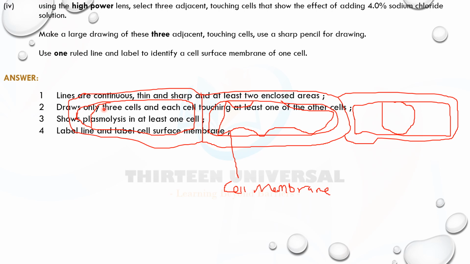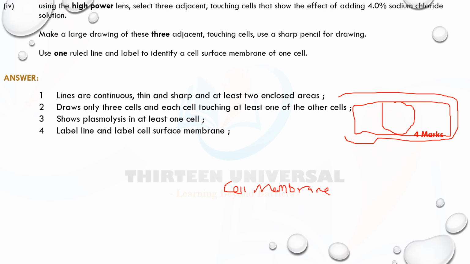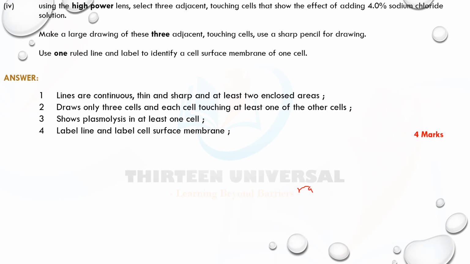Draw only 3 cells, and each cell touching at least one of the others. So these are 3 cells. This one is touching this and this. This is touching this, and this one is touching this. Show plasmolysis. We have shown plasmolysis. Label lines and label surface membrane. We have labeled it. That's 4 marks, right? So please, we are trying to predict the exam. So this is what you expected.